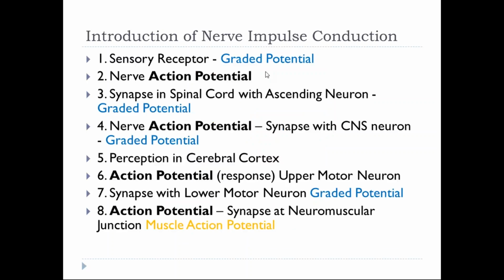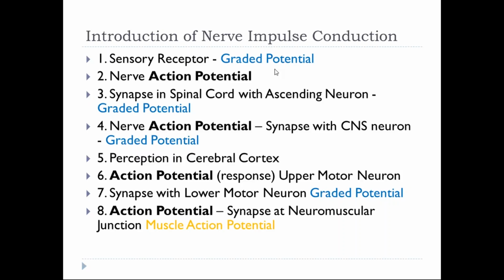The sensory receptor has something called a graded potential. An action potential we're going to see is all or nothing. Once it begins, it happens. A graded potential is not. They build up and then hopefully cause an action potential. So graded potentials build up.